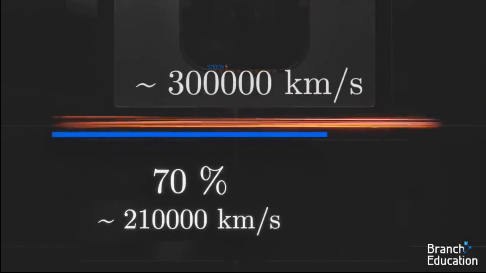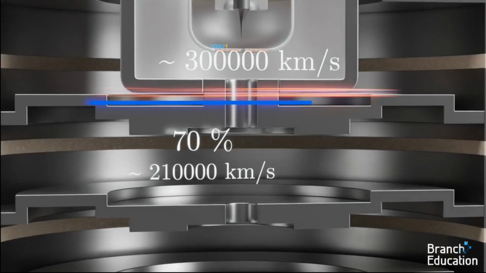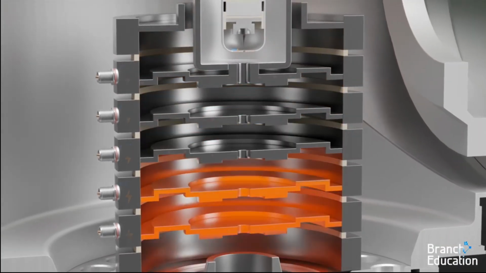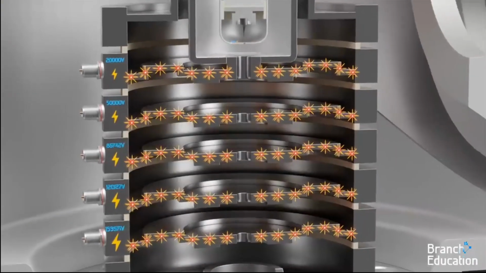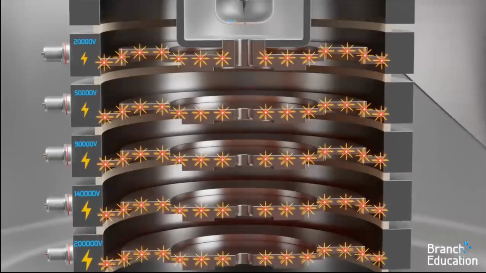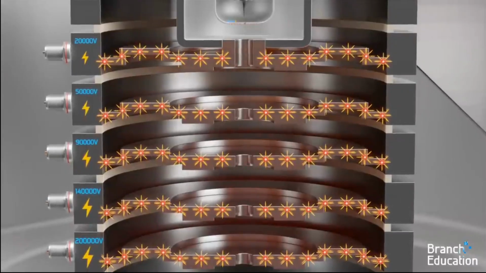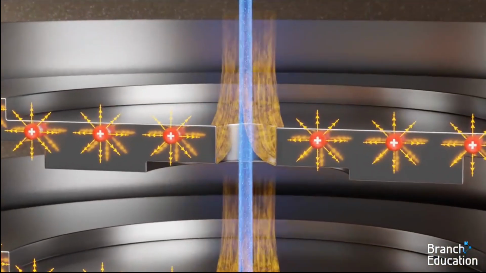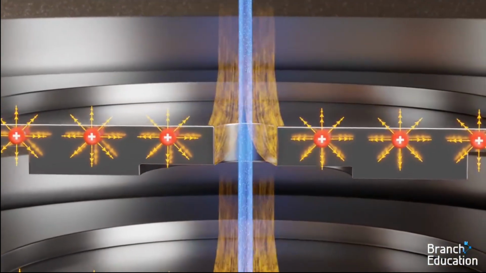The next step is to accelerate them to 70% the speed of light. To do this, we use a series of metal rings which are graduated to be tens of thousands of volts apart from one another. And just like before, these positively charged rings use electrostatics to attract the negatively charged electrons, which are accelerated through the center of the rings.